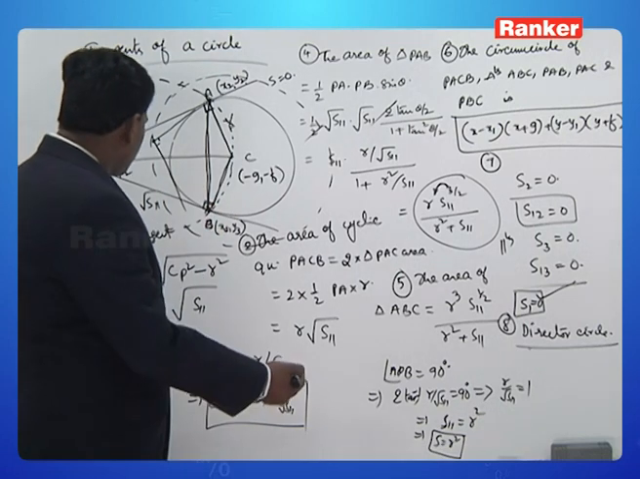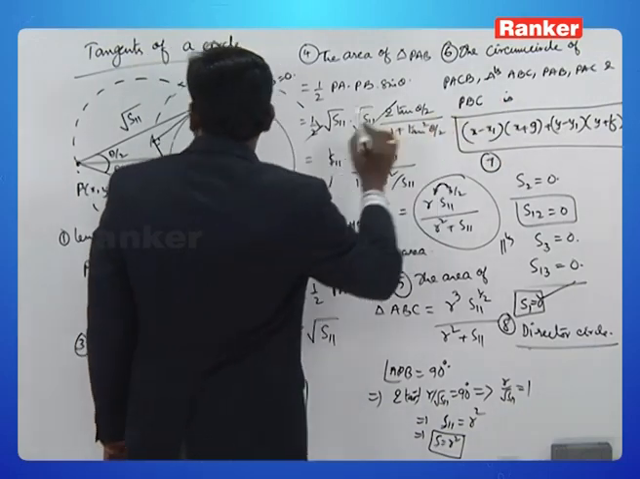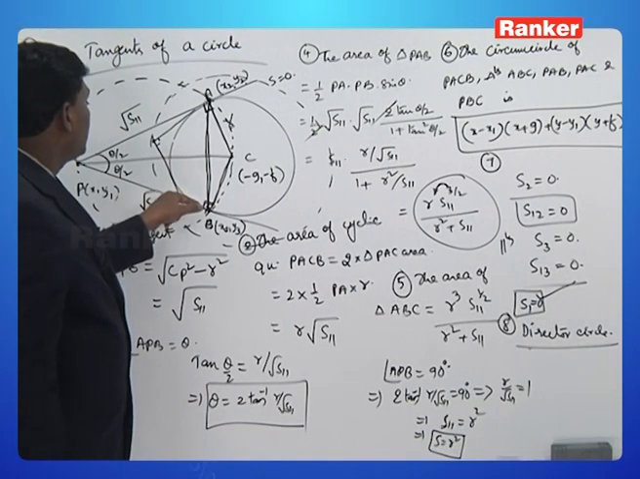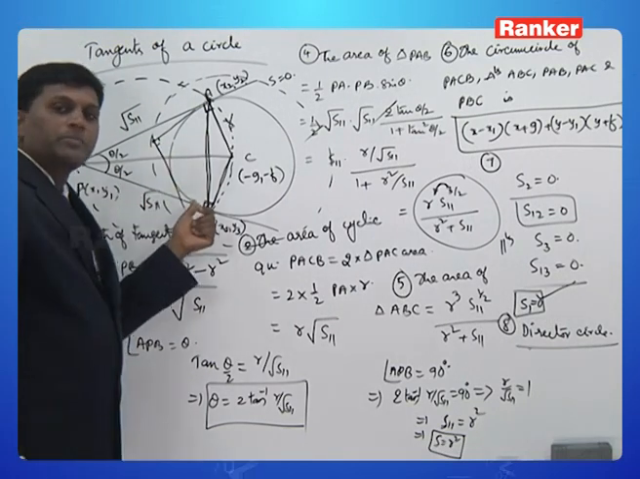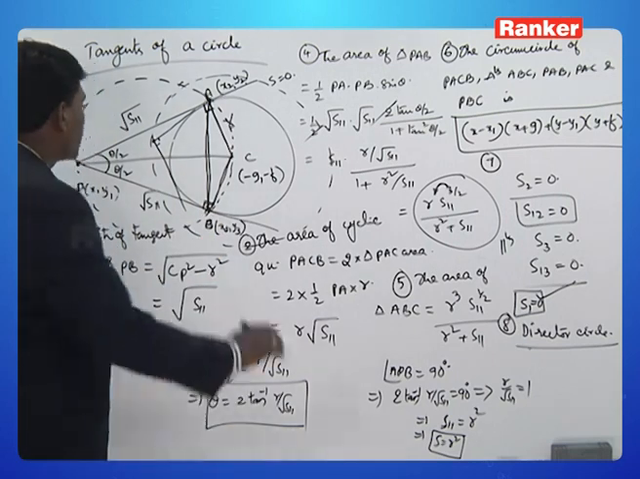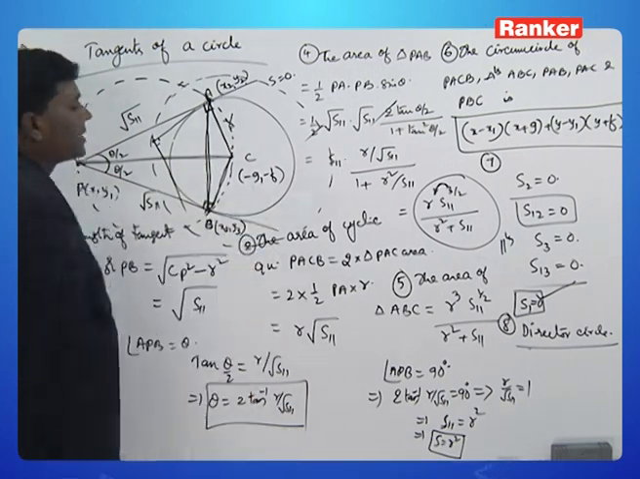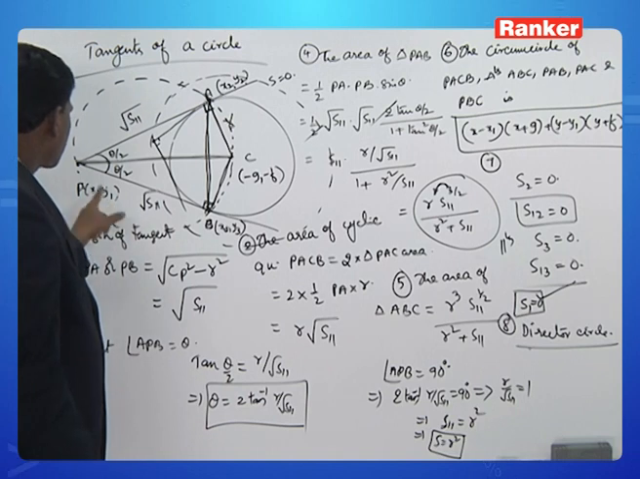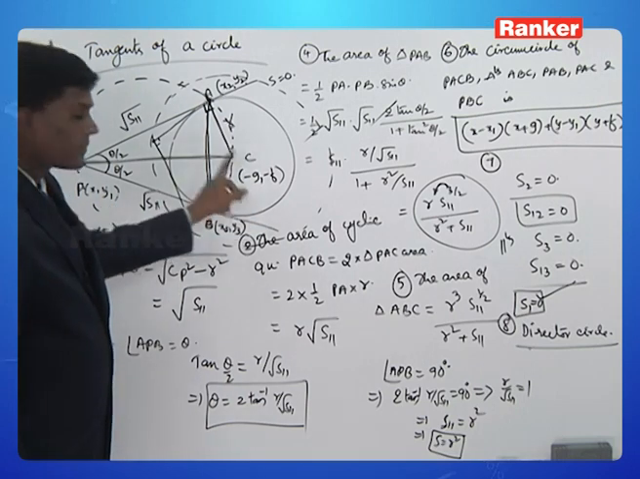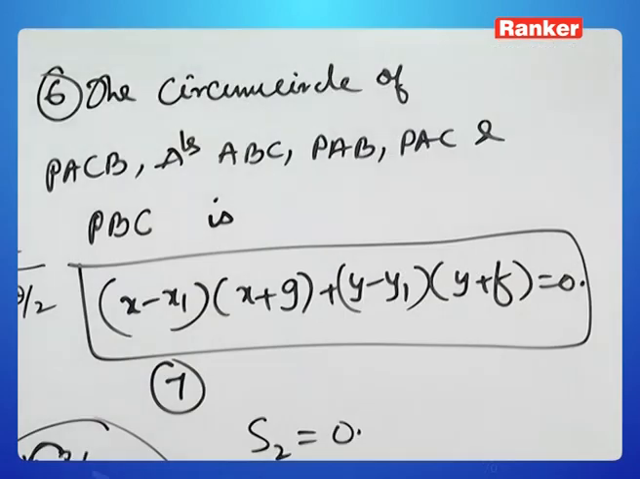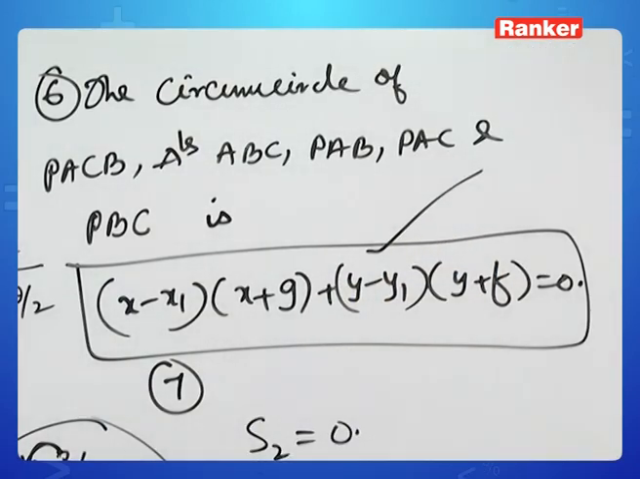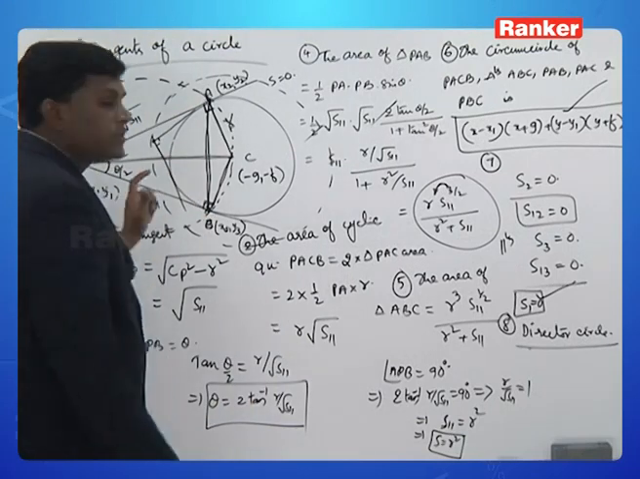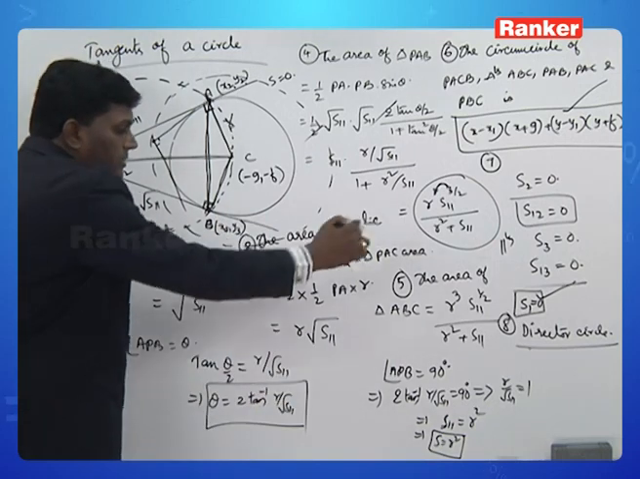Now coming to the sixth point, the circumcircle of PACB, triangle PAB, and both of these triangles PAC, PBC will always be the same, which is nothing but the circle with PC as diameter. This is the circumcircle of all of these figures, which can be taken as x minus x1 into x plus g, plus y minus y1 into y plus f equals 0. And after that, this AB, which is called the chord of contact of the point P, can be derived as S1 equal to 0.